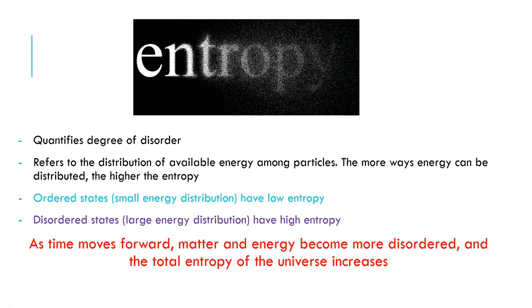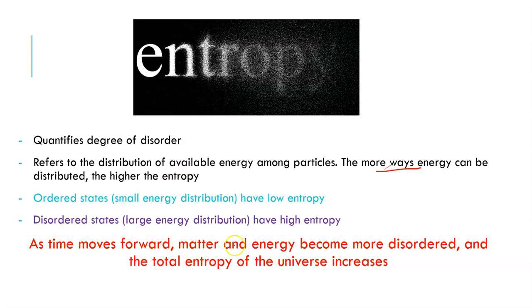So mathematically and scientifically, we refer to this level of disorder as entropy. This quantifies the degree of disorder of a system, and it refers to the distribution of available energy among particles. So the more ways energy can be distributed, the higher the entropy. Ordered states have small energy distribution. They have a small number of solutions that give rise to that ordered state, so they have low entropy. Disordered states have larger energy distributions and they are considered to have a high entropy. So high entropy equates to a higher level of disorder.